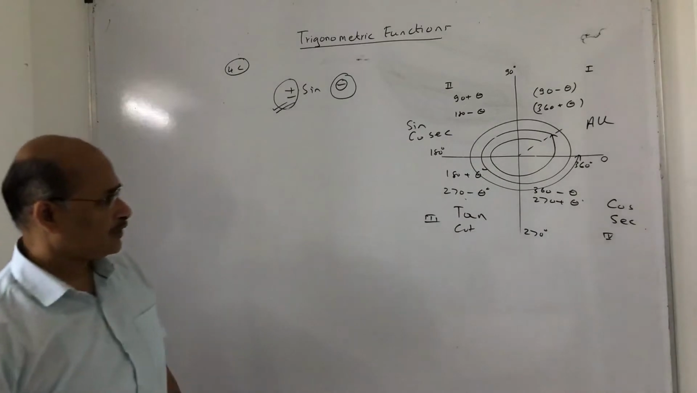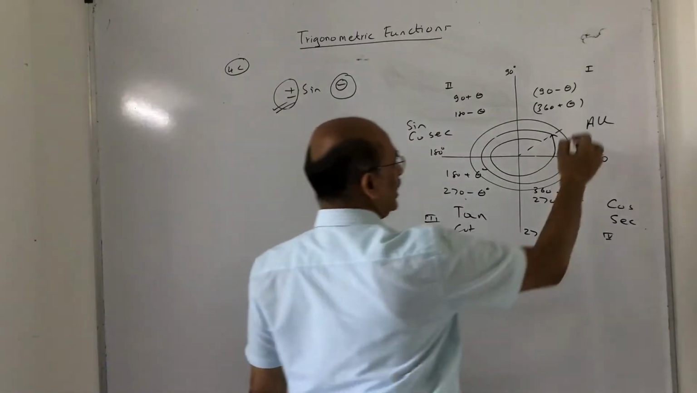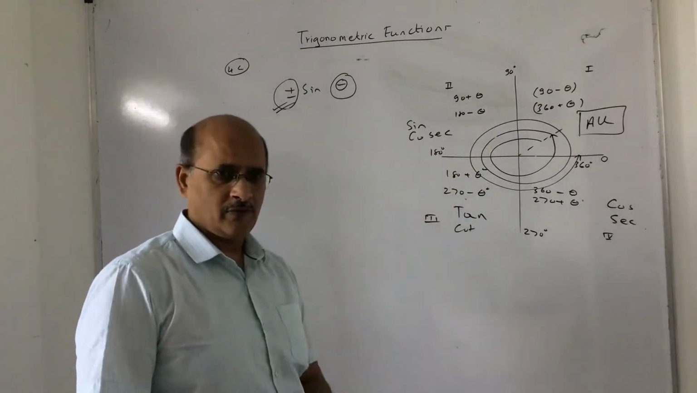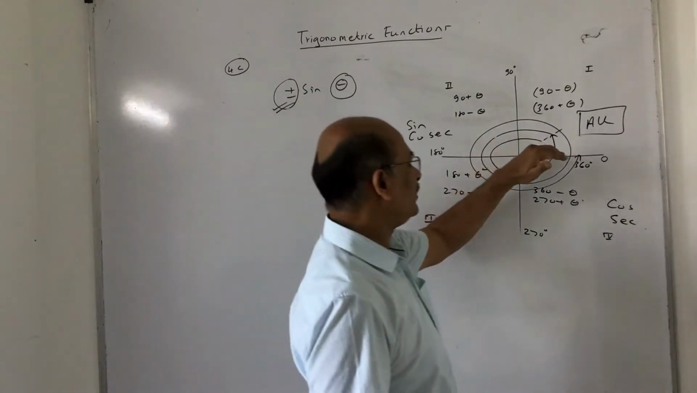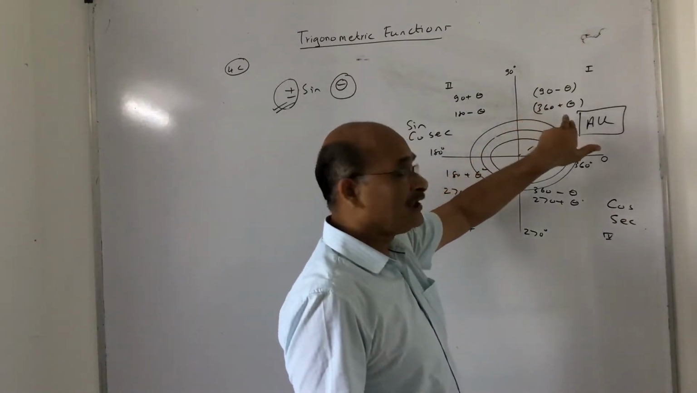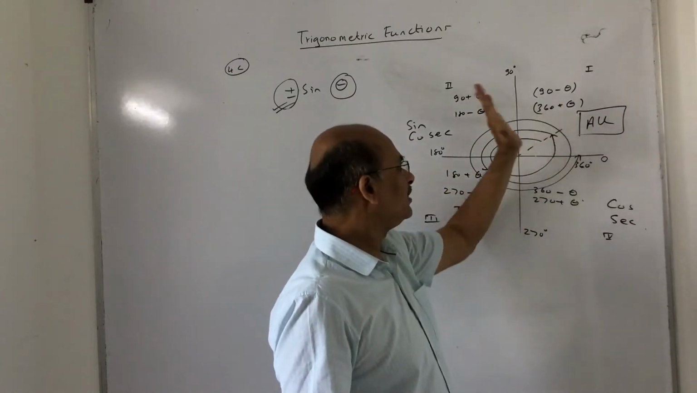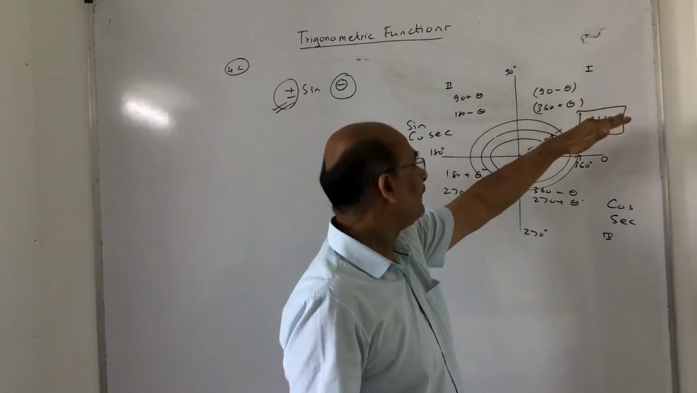Now, what I want to share with you is, I want you to pay attention now. In the first quadrant, all trigonometric ratios are positive. So, when I say first quadrant, it can be 360 plus theta, where theta is an acute angle. Keep that in mind. Where theta is an acute angle, 360 plus theta or 90 minus theta.